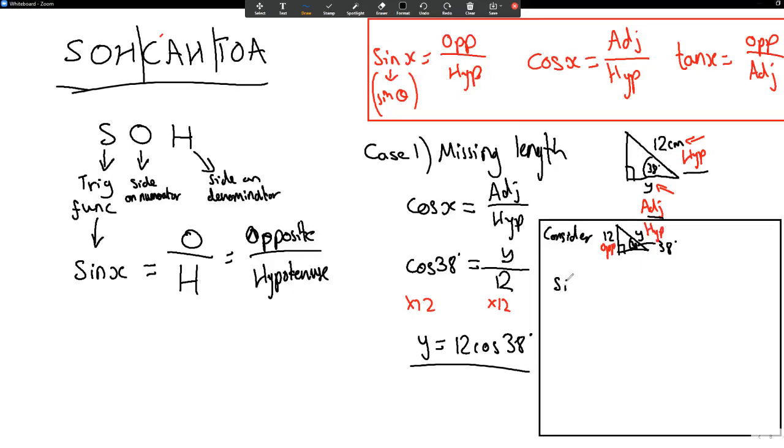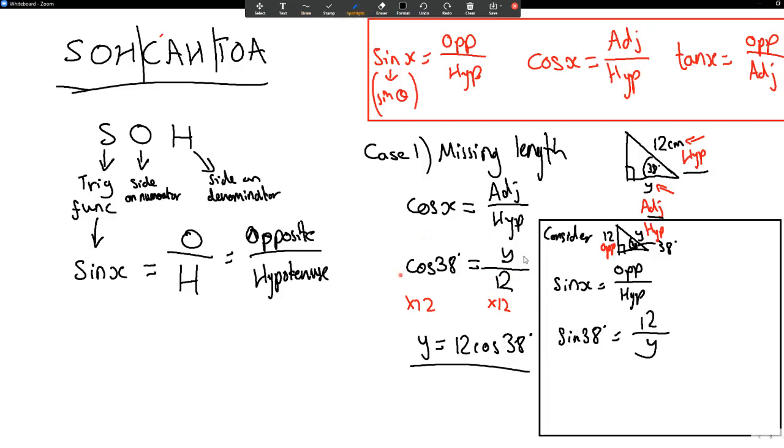So let's get our formula. Sine x equals opposite over hypotenuse. Okay, and then let's put in our values. So we get sine x, which is our angle, 38 degrees, equals 12, the opposite, over y. And now you can see it's not as nice as this one.